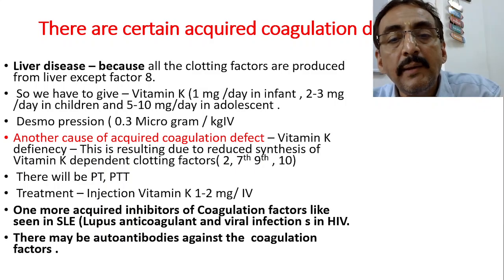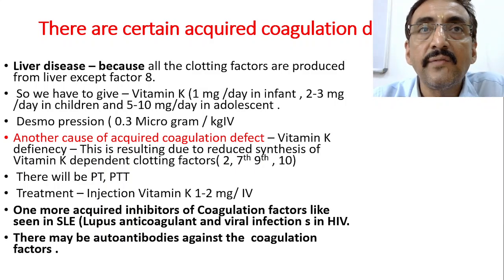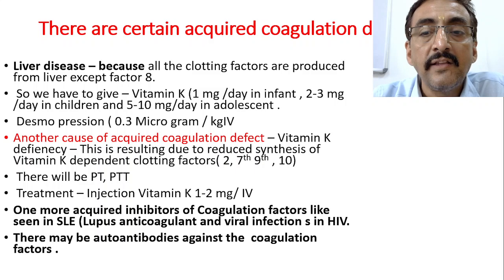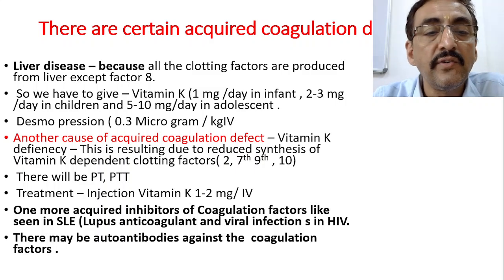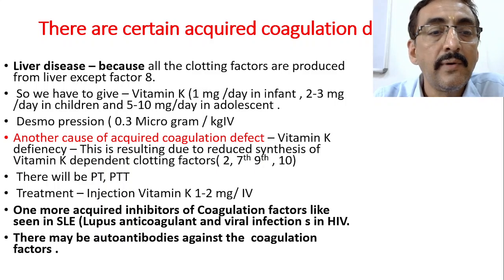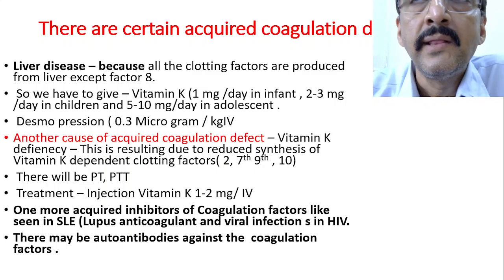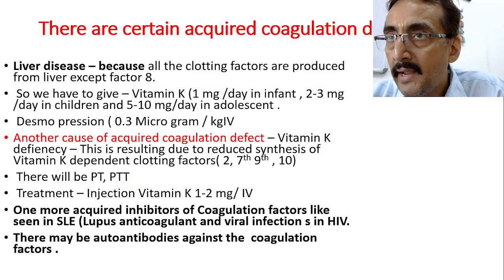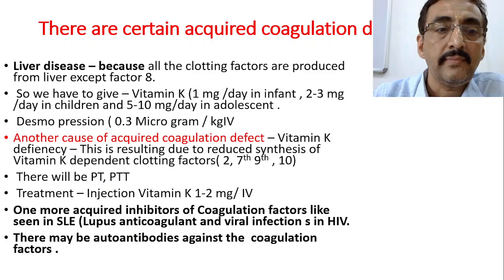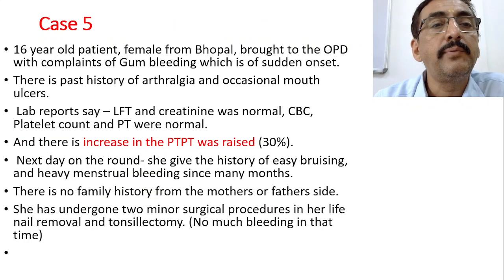One more acquired coagulation problem is the production of inhibitors of the coagulation factors, especially in case of SLE, systemic lupus erythematosus, where there is lupus anticoagulant, and also in viral infections like HIV. So there may be autoantibodies against the coagulation factors. SLE is an autoimmune disorder, with production of autoantibodies, and some of the antibodies may also be produced against the clotting factors. So this may also lead to a coagulation problem.